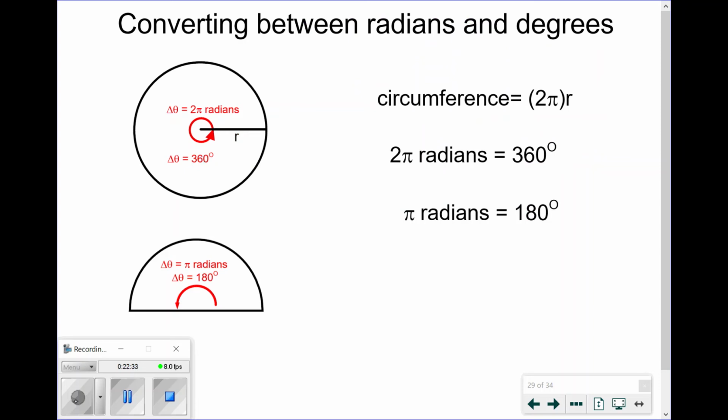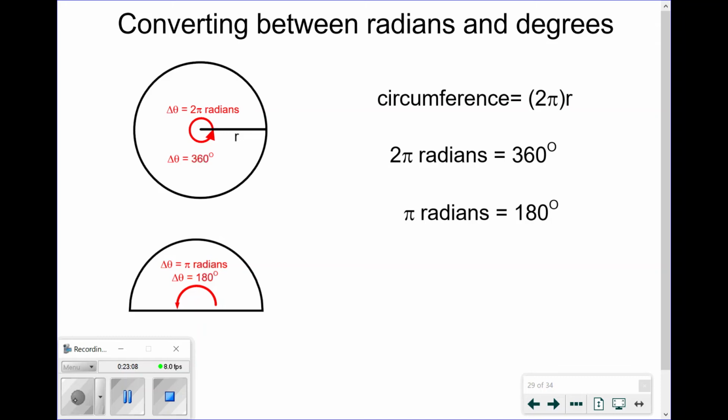So this means we can come up with a simple conversion factor between radians and degrees. Since a full circle is 2 pi radians, and that's also 360 degrees, we can say that 2 pi is equal to 360 degrees. Or for half a circle, that would be pi radians, half of 2 pi, and 180 degrees, which is half of 360. So our conversion factor from radians to degrees is pi radians equals 180 degrees.